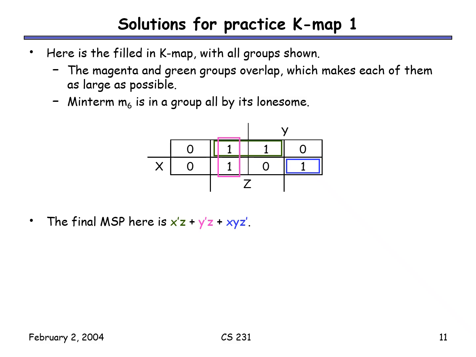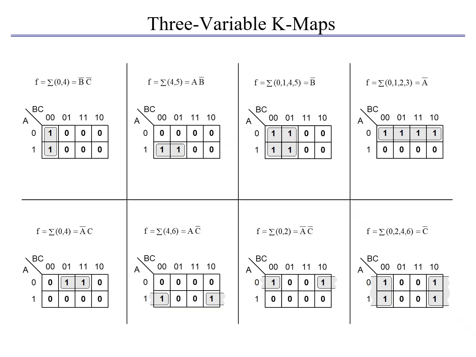Only the ones will be grouped to form the product term. The remaining zeros we can't map or group to form the product terms. These are all the three variable K-map examples.